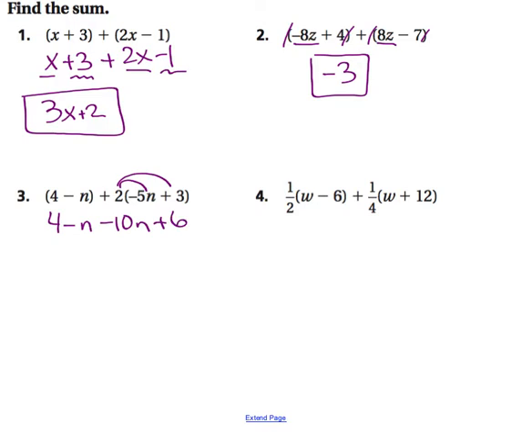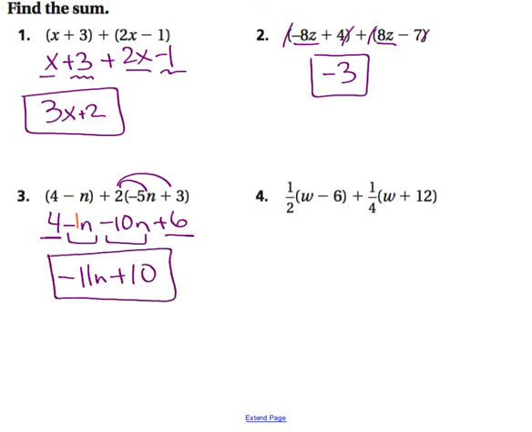Looking for like terms, I see negative n and negative 10n. That makes negative 11n. Remember that negative n is negative 1n. So negative 1 and negative 10 is negative 11. 4 and 6 make 10. So I get negative 11n plus 10.